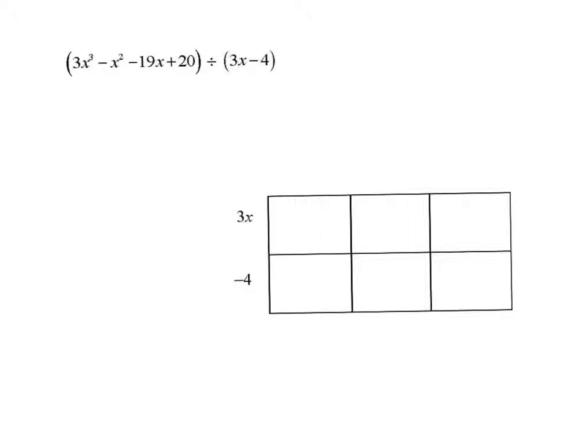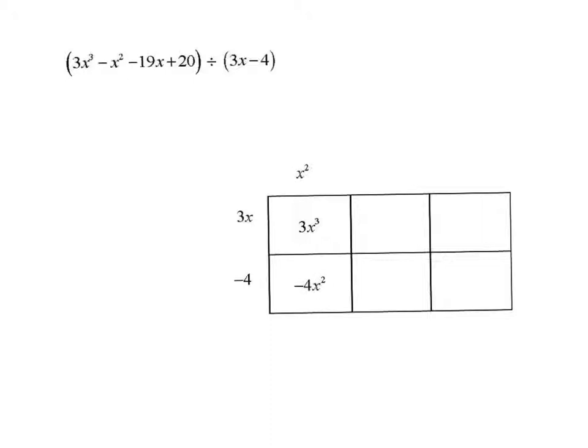We know that in this first box here goes the 3x cubed, so let's put that in. Now if this is 3x cubed and this is 3x, that means that up above we have x squared. So let's put that in. X squared times minus 4 is minus 4x squared, so that goes here.